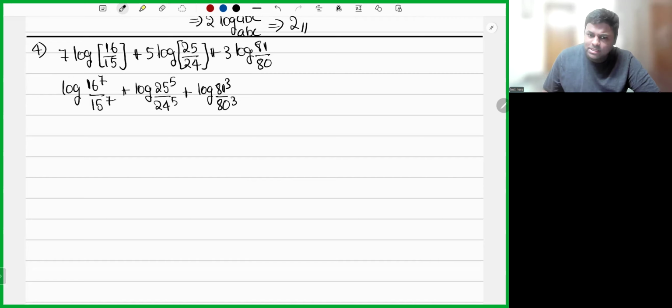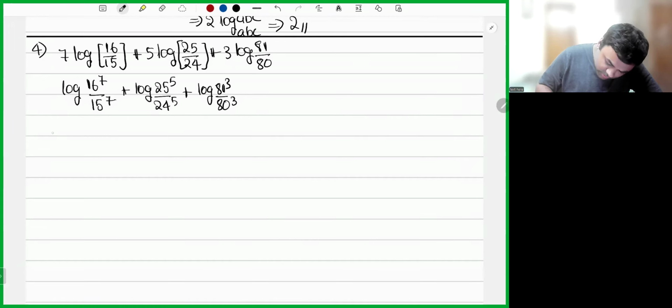What is log A plus log B? Log AB. Or log M plus log N? Log MN, right? So it will be log of 16 power 7 divided by 15 power 7, times 25 power 5 by 24 power 5, times 81 power 3 by 80 power 3. Let's simplify this, my dear friends.